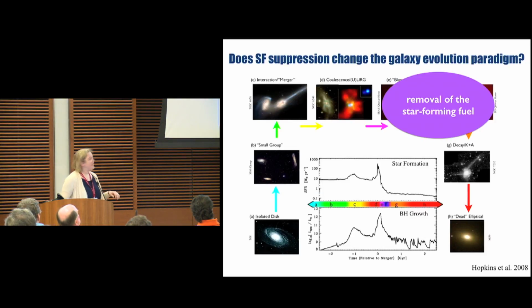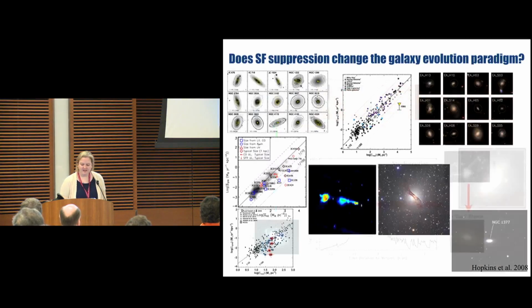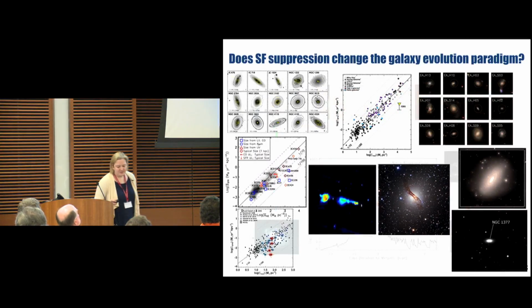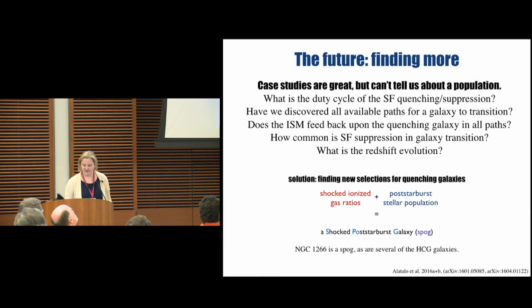So what that means is that this picture, where transitioning galaxies go through a complete removal of star-forming gas, seems to be a little bit different than that. Not only did we find NGC 1266, not only did we find Hickson compact groups, but a lot of new studies have shown that star formation suppression seems to be something that transitioning galaxies go through as a phase. That means potentially you can render molecular gas infertile before you actually have to completely remove it from a system for a galaxy to transform.